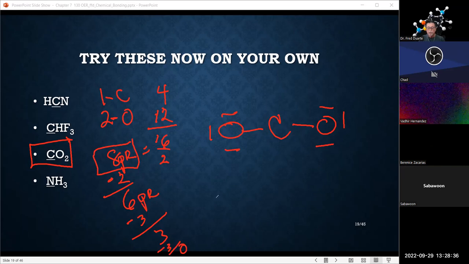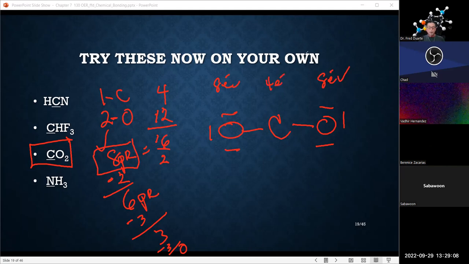So I've accounted for all of my pairs. Okay. So I go back and do an inventory to make sure you still have 8 pairs, and double check. Yes, you do. 6 around the oxygens as lone pairs, and then the 2 that are being shared with the carbon. That's a total of 8. So I'm good to go. Now check the octet. The left oxygen has 8. That's good. The right oxygen has 8. That's good. Carbon only has 4 around it.